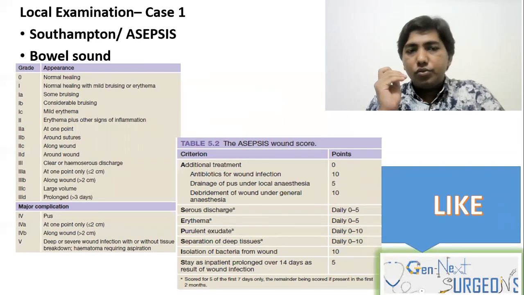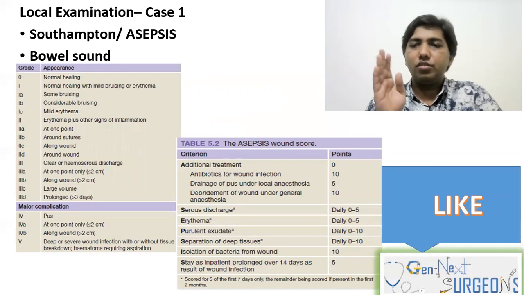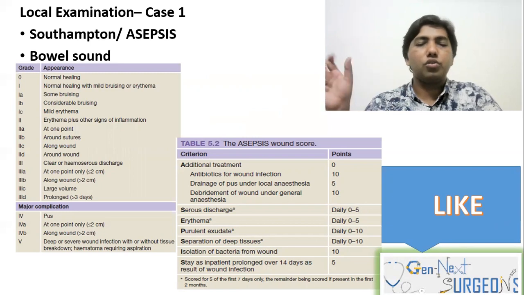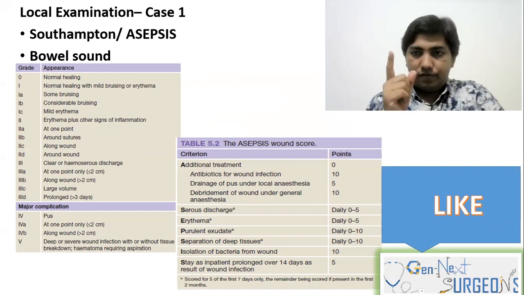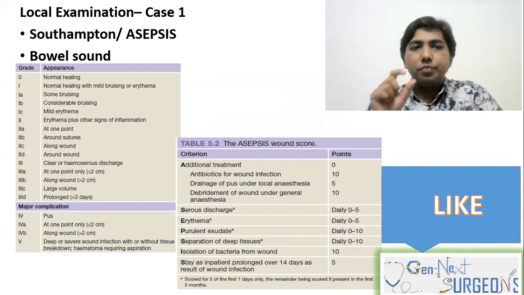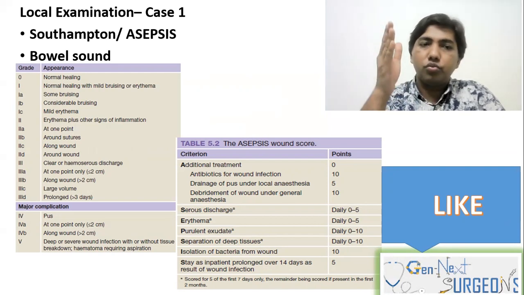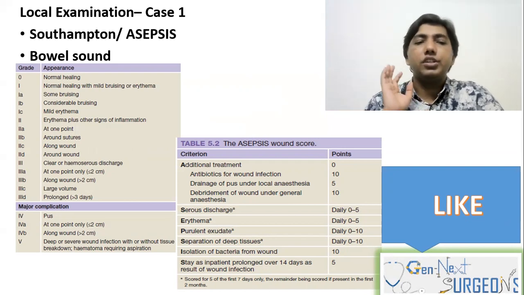In grade 2, there is erythema plus other signs of inflammation. You all know the signs of inflammation: calor, dolor, rubor, tumor. And grade 2 is subdivided into A, B, C, D: A if it is found at one point only, B around the suture line, C along the wound, and D around the wound.